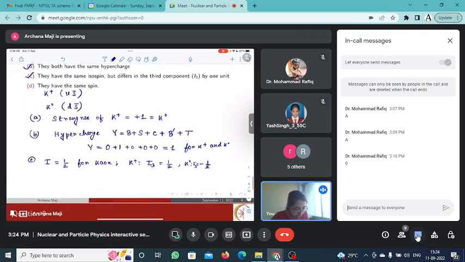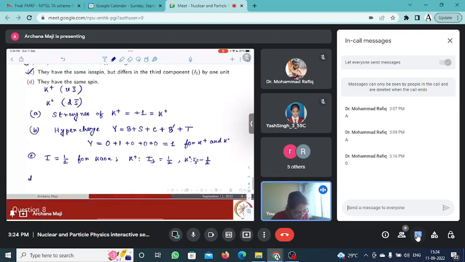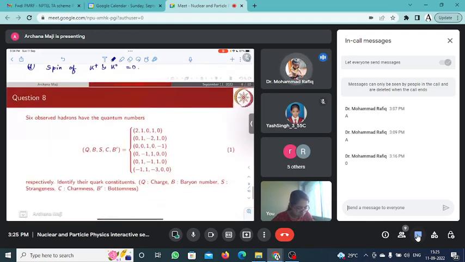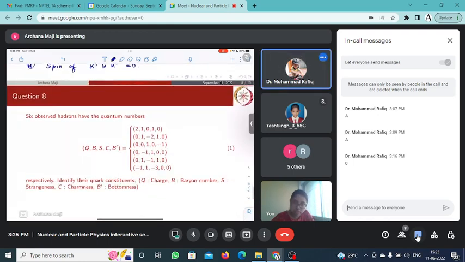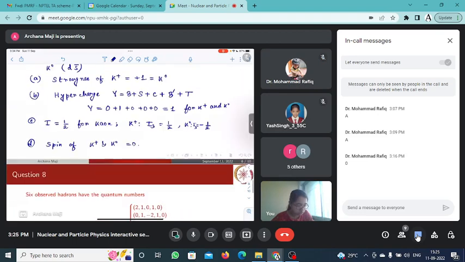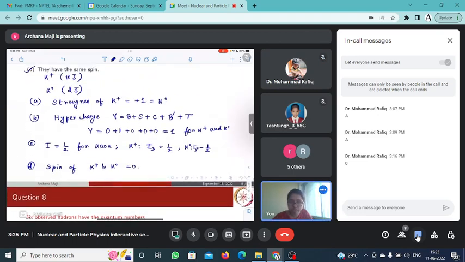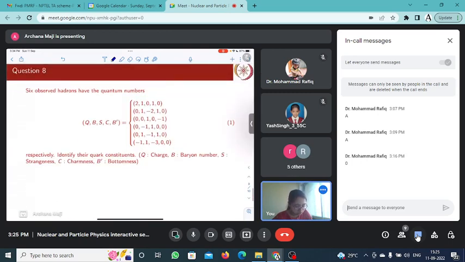And D option is saying they have the same spin. Well, spin of K plus and K0 both are 0, normal spin. Yes, they have same spin. Sorry? They have same spin. I couldn't hear you. Okay.